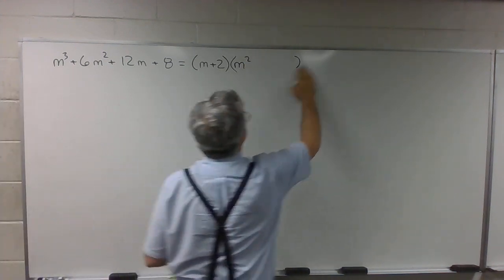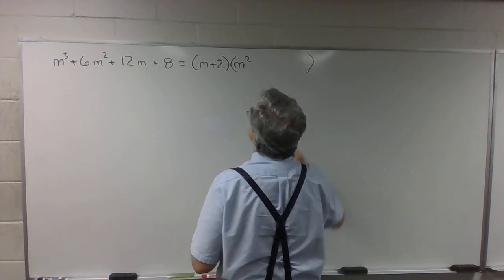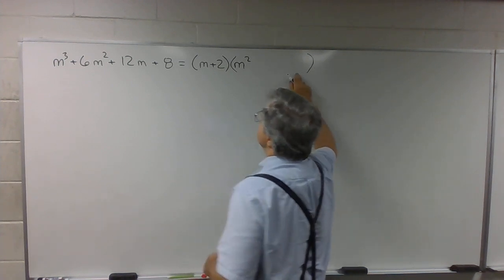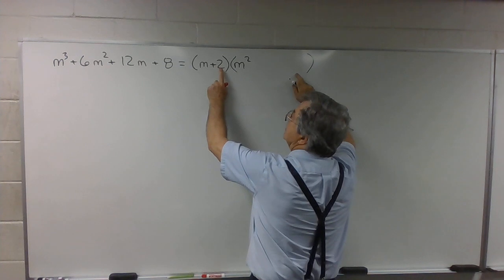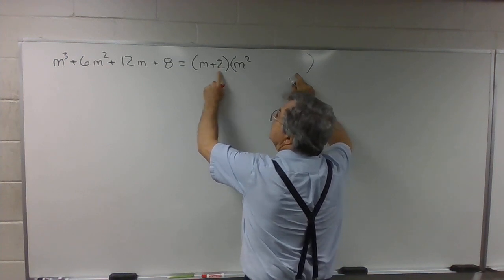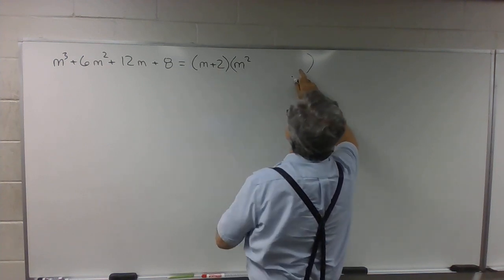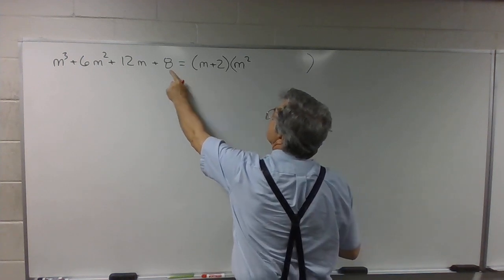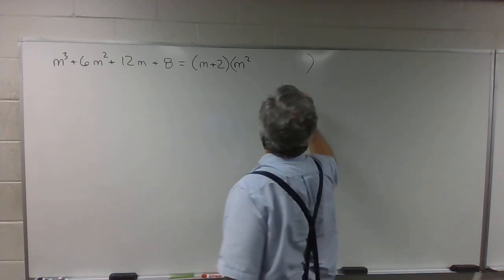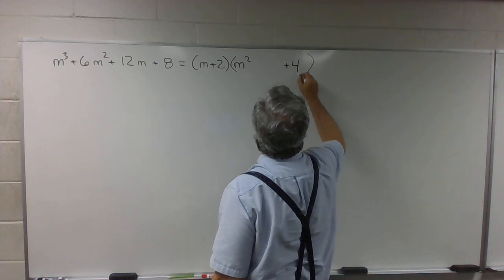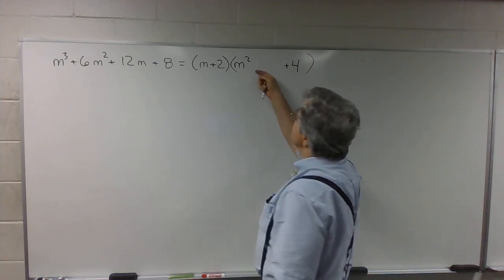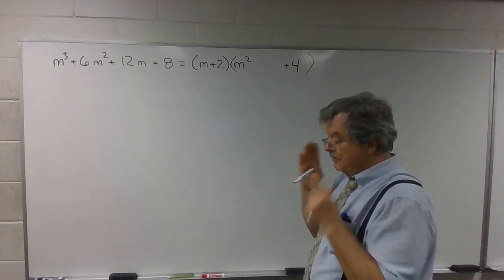Also, whatever goes here as the constant term has to multiply 2 to yield 8. Now, what constant times 2 gives us 8? It's got to be 4. So here's the constant 4. The only term we're lacking is the middle term.